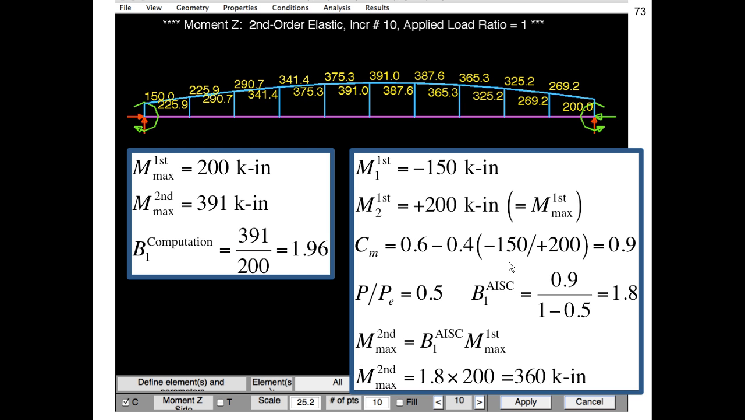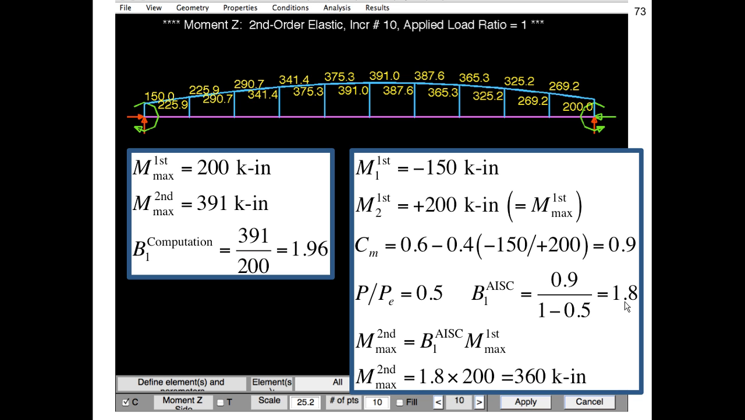And so here is an example that the student might do. They've got moments on the end. On one end, they've got 150 kips of moment. On the other end, 200. They're also subjecting this beam to an axial force. And doing a computational analysis, they can calculate that the difference between the first and the second order moment is a factor of about 1.96. And then over on the right, I work through the AISC math for calculating a B1 factor. And in this case, they would get a factor of about 1.8.